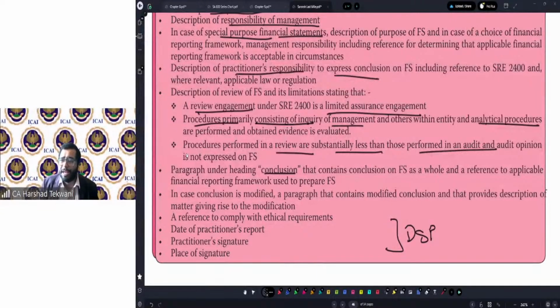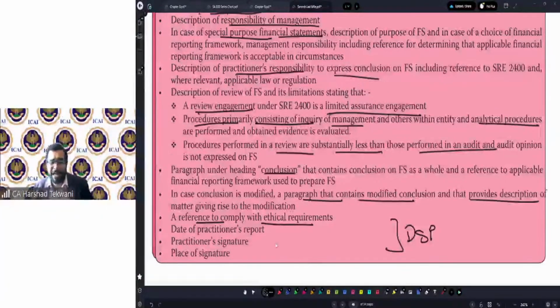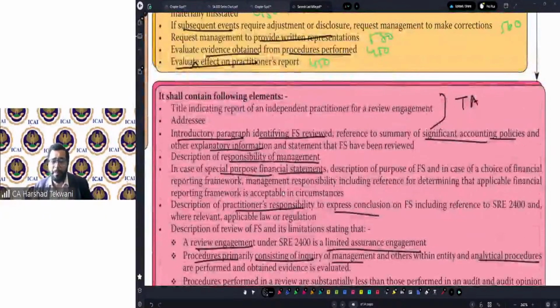If it is a modified opinion, then you need to provide the basis of your conclusion. So a paragraph that contains the modified conclusion and the description of the same, the basis for the modified conclusion. You need to give reference to the ethical requirements because here we are required to follow them, and then DSP, date, sign, place. That is the reporting part.